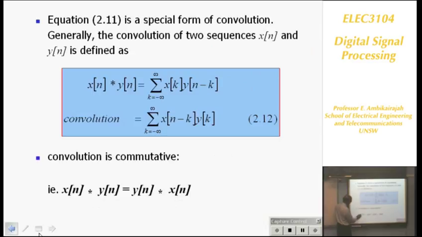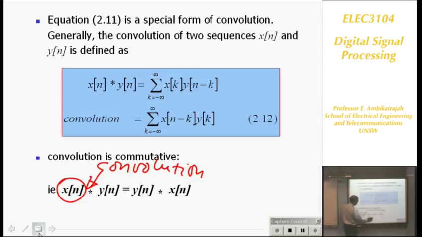In convolution, x[n] convolved with y[n] is equal to y[n] convolved with x[n]. You can just switch them around in convolution, which is called commutative. Commutative means x[n] convolved with y[n] is equal to y[n] convolved with x[n].